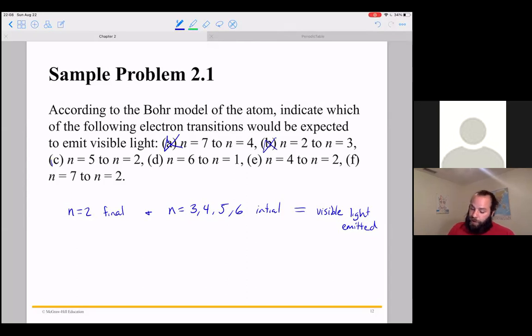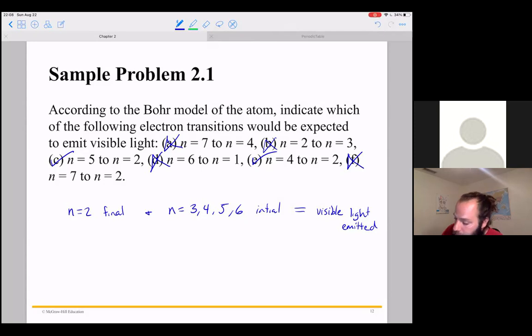From 5 to 2, this one would give you the emission of visible light. From 6 to 1, again, it has to have 2 as the final level. So from 4 to 2, that would also have you emit visible light. And then lastly, from 7 to 2, 7's too high, so F would not work.